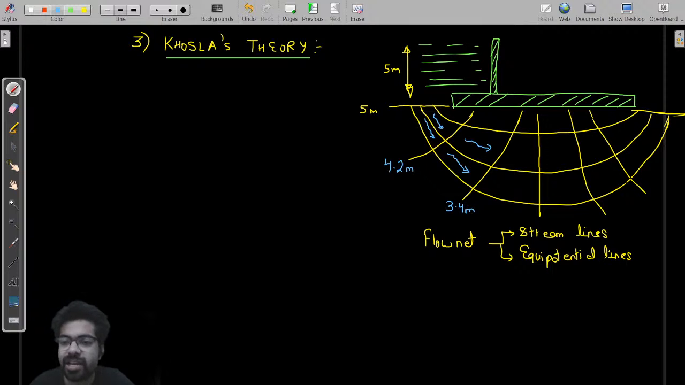It goes on like this, and at the end it will reach 0, but head will go on reducing. But on this entire line, my dear friends, head will be equal. That's why we are calling it an equipotential line, which will be equal to 4.2. On this line, head will be equal to 5. On this line, head will be equal to 3.4. It's like that, you all must know.